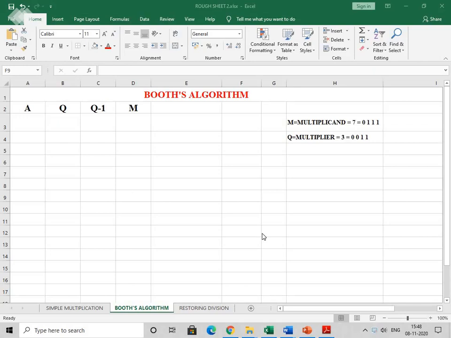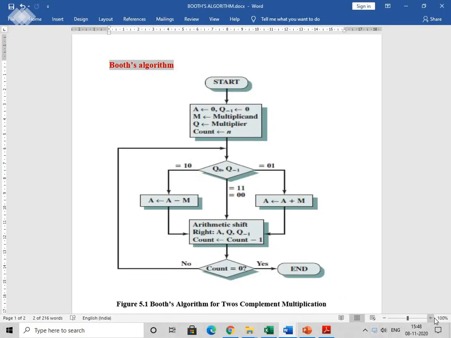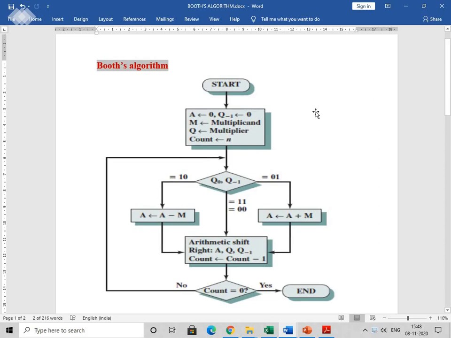Hello students, in this session we are going to solve the Booth's algorithm numerical problem. So I will just revise the flowchart of this Booth's algorithm. At the initial state you are going to initialize the content of A register and Q minus 1 to 0. Multiplicand will be stored in M register, multiplier will be stored in Q register, and the number of bits of the number will be stored in the count.